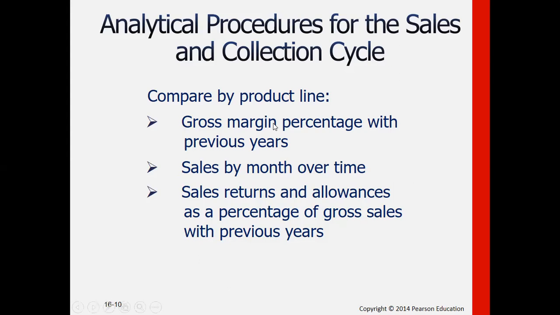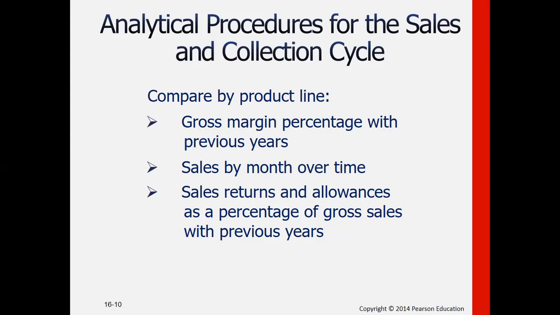There would be a red flag if there has been no change, but the gross margin was incorrect or different from the previous years or the trend. Then we compare by product line, by the way, so the different products being offered by organizations. Then sales by month over time, so we will know if certain months have greater or lower sales than the others, especially for seasonal products. Then sales returns and allowances as a percentage of gross sales compared with previous years. So we will know also the trend or pattern.